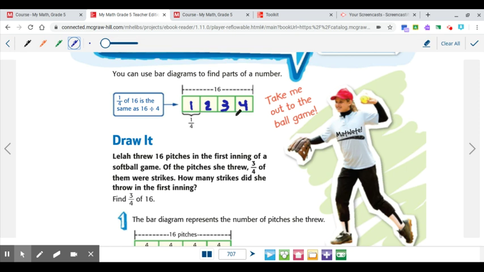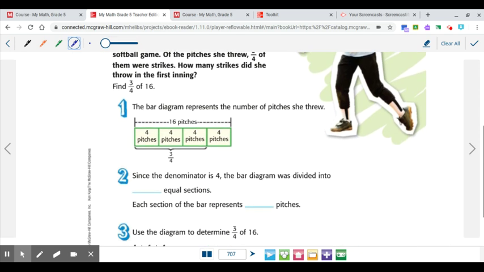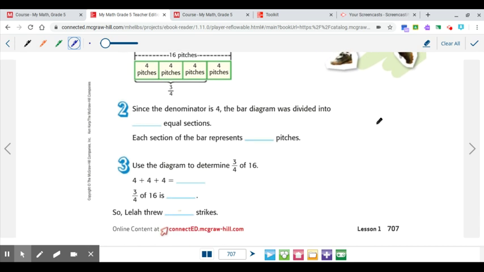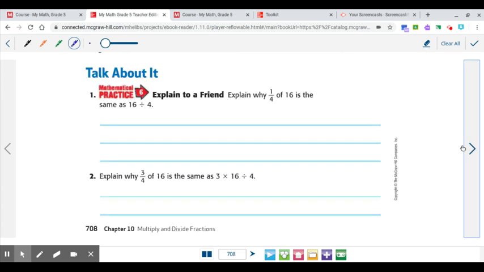Okay. So now looking at this, if we want to find 3/4 of 16, well, we know that 3/4 is here. So 3/4 would be represented by the bar diagram here. Now, if this one's worth 4, and this one's worth 4, and this one's worth 4, because they're equal pieces, we have 4 plus 4 plus 4 is 12. So those 3/4 of the pitches, those strikes, she had 12 strikes total. And you can see that down here. So 4 plus 4 plus 4 is 12. Okay. Now, let's go to the next page where we're going to get a little more in depth.